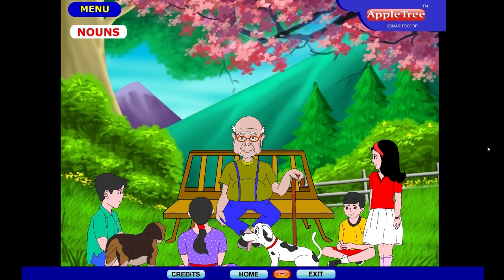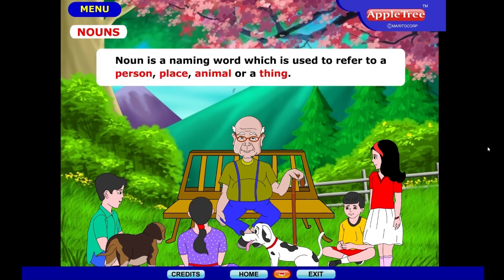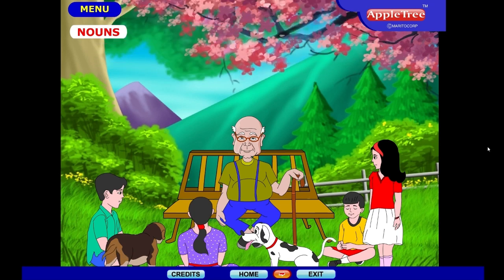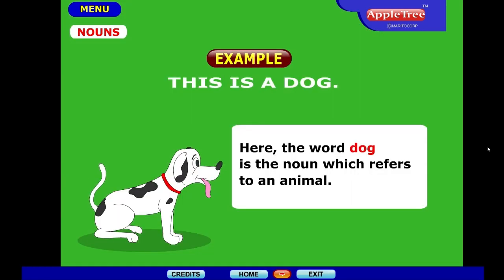Children, can any one of you tell me about noun? Yes, Grandpa. Noun is a naming word which is used to refer to a person, place, animal, or a thing. I can explain it with an example. Look at this sentence. This is a dog. Here, the word dog is the noun which refers to an animal.